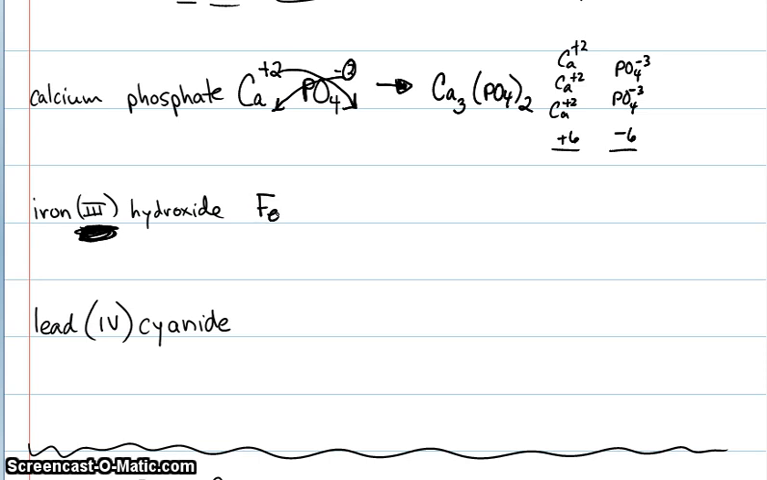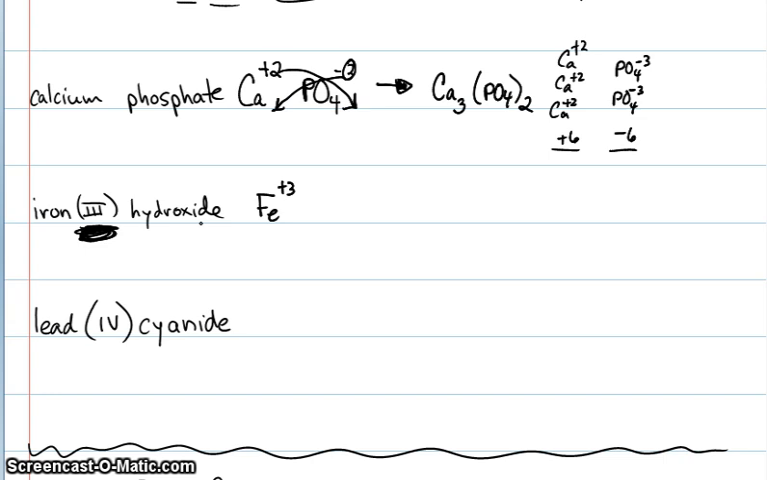It means that iron has a +3 charge. Iron is one of the elements we wrote on our table. Iron is one of the elements that has more than one possible charge. It can be +2 or +3. So in a name, only in the name, you have to designate what charge it has. So we put a +3.